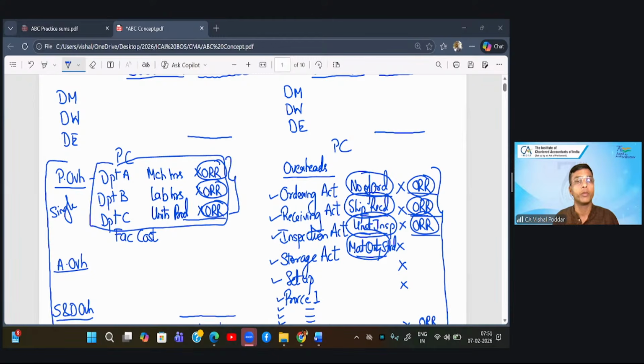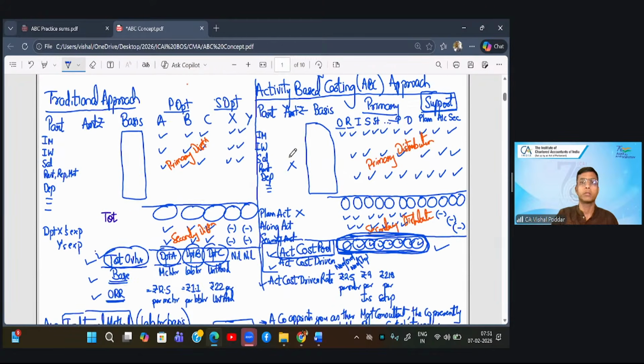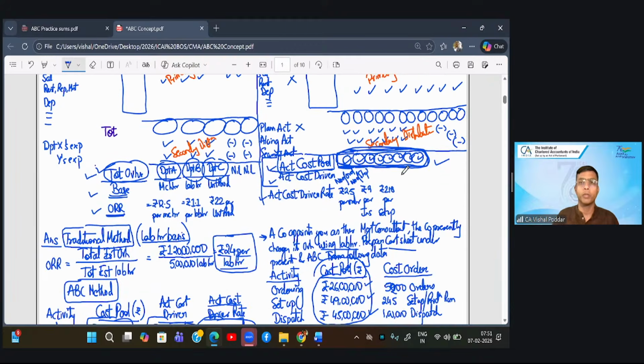Okay, Anil. Sir, we have to first calculate these rates. Yes. And then we have to move to primary, secondary. No beta, primary, secondary comes first, no? First you find out the cost of each activity. See, Anil, first there will be primary, secondary, only then will you know how much is the cost of ordering, how much is the cost of receiving, how much is the cost of setup.